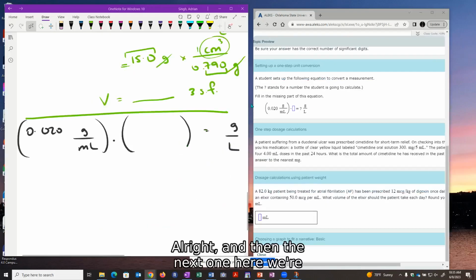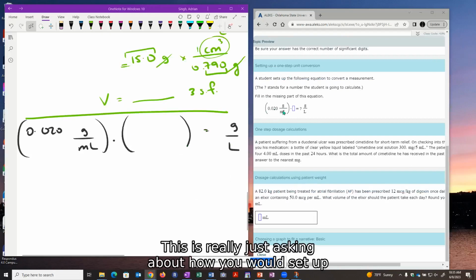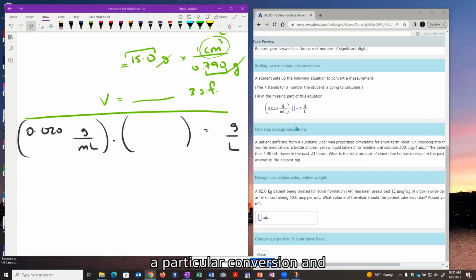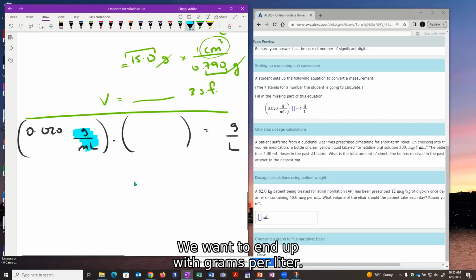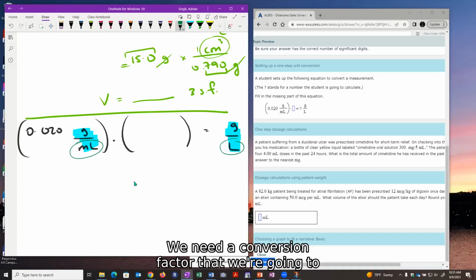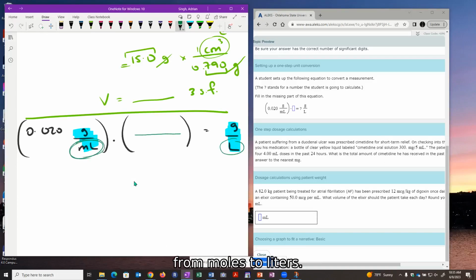All right, and then the next one here, we're looking at converting units. This is really just asking how you would set up a particular unit conversion. We're provided with units of grams per mL. We want to end up with grams per liter, right? So the only unit we're trying to convert is the milliliter on the bottom. We want to convert mL to liters. So we need a conversion factor that will allow us to go from mL to liters. What's the relationship between milliliters and liters?